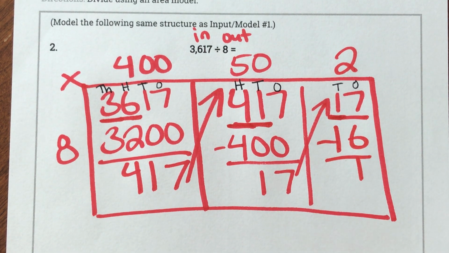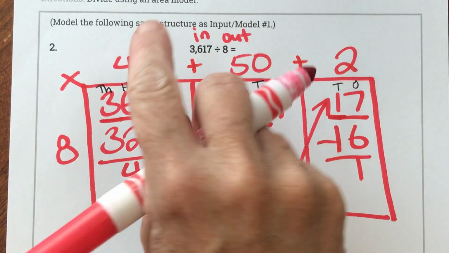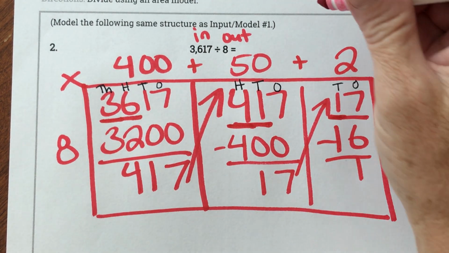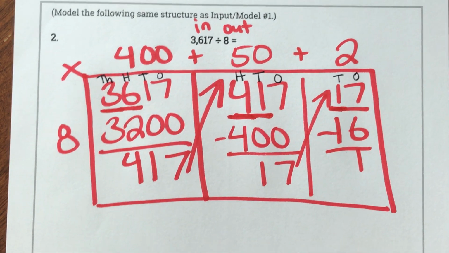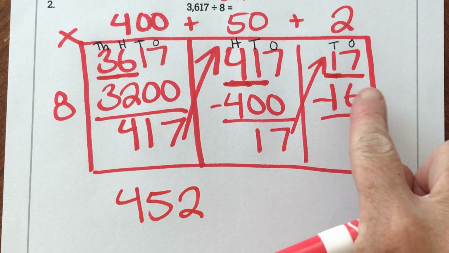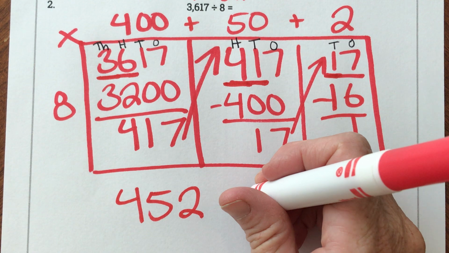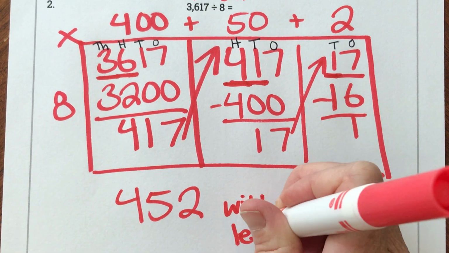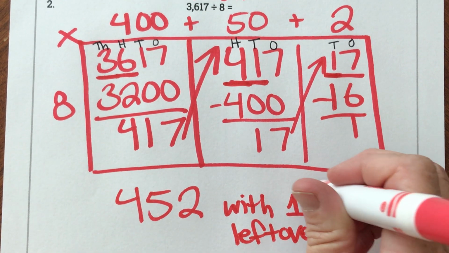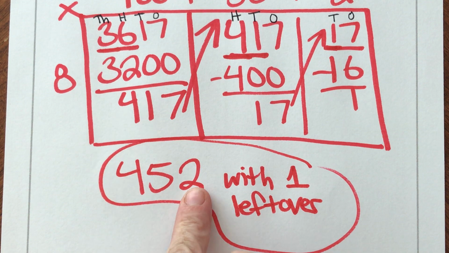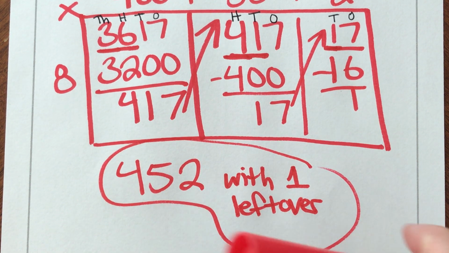Okay, so my partial answer, or partial quotients, is 400 plus 50 plus 2, which would be, I think I might write it down here so I have more room. 452, but then I have this with 1 left over. And I would have to have this part to have the right answer. If I just had this, this would be incorrect.